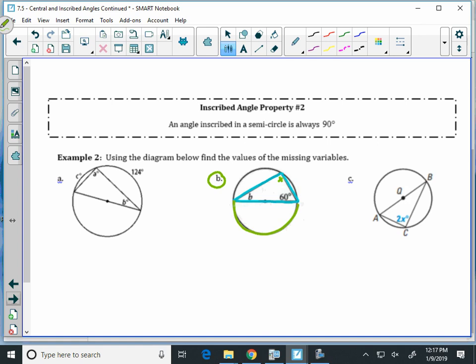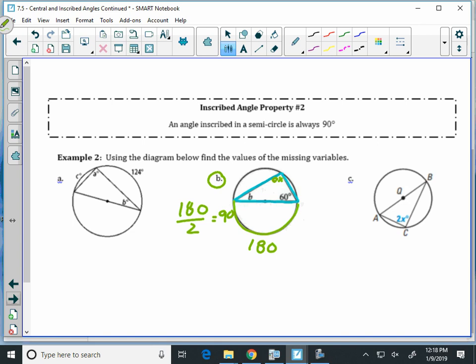What type of arc is that? What's the special name for that arc? The semicircle. What do we know about the measure of a semicircle? It's 180. Well, what type of angle is this angle right here, inscribed or central? It's inscribed because it's on the edge. So what do we have to do with 180? We're going from big arc to little angle. Divided by 2. So I do 180 divided by 2. What do we get? 90.